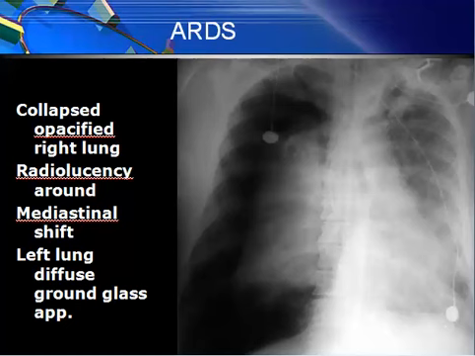Here a collapsed, opacified right lung with radiolucency around and shift of the heart and mediastinum to the other side. This is tension pneumothorax, and in the left lung there is a ground glass appearance. We have a collapsed, opacified right lung with air around and shift of the heart and mediastinum to the left. This is tension pneumothorax in a case of ARDS.